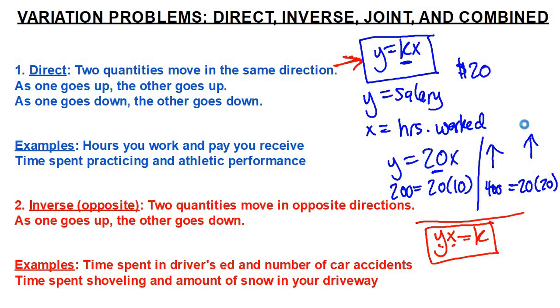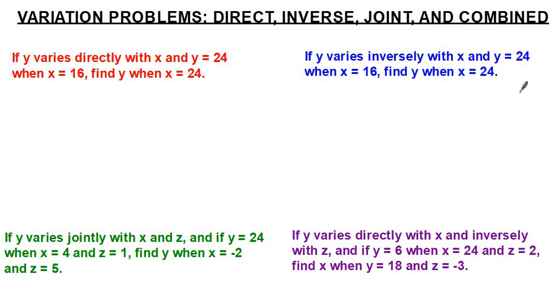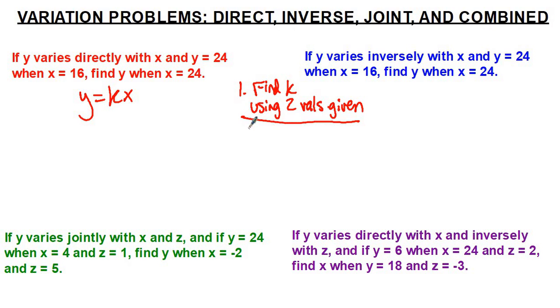All right, there are four basic examples I want to show you, one of each: direct, inverse, joint, and combined. And joint and combined are just variations or expansions on the first two. So this one says if y varies directly with x. So right away we know that we're going to be using this equation, the equation for direct variation. And there are two steps in all these problems. The first step is to find k using the two values given. And I'll explain what that means in just a sec. The second step is to use k to find the missing value.